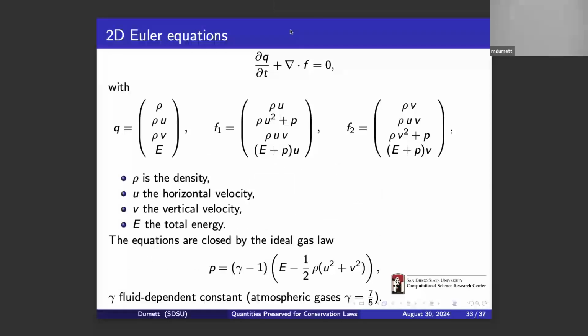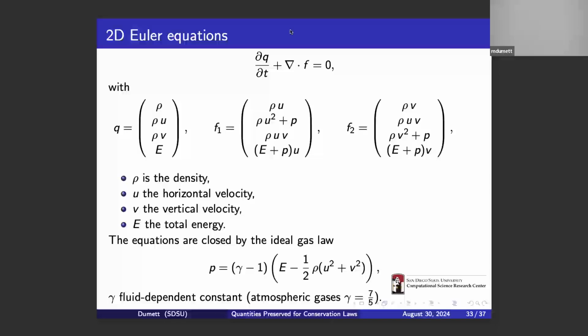Here, we have another example. This is the 2D Euler equations example. This is a system of conservation laws. We have 4 conservation laws in 2 dimensions.